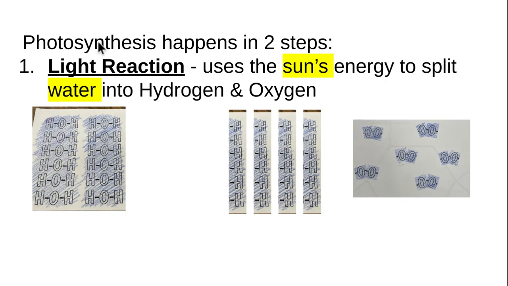All right, so photosynthesis happens in two steps. The first step is called the light reaction, and this is because it requires sunlight. So this uses the sun's energy to split water into hydrogen and oxygen.